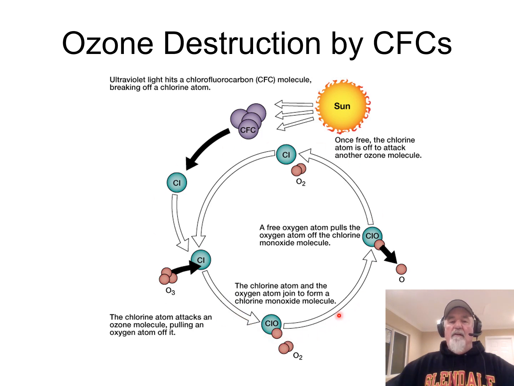This cycle could go on for tens of thousands of times with a single chlorine molecule splitting up many O3 molecules. So if we have enough of these chlorine molecules in the upper atmosphere, we will see a reduction in O3 levels at the expense of O2 and oxygen. So ultimately, when the free oxygen is released, it will try to find an O2 and form O3.